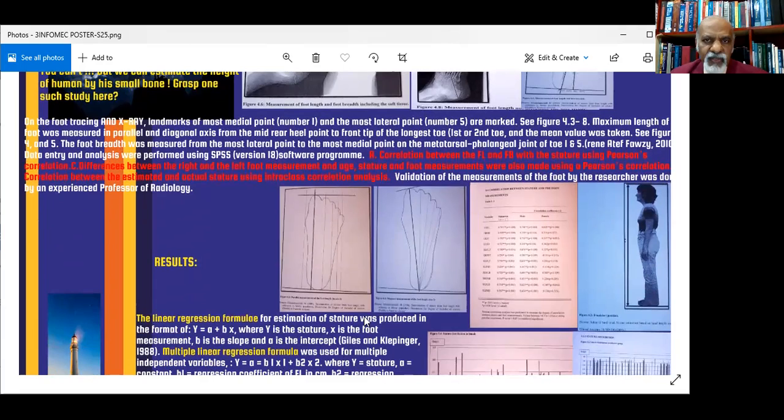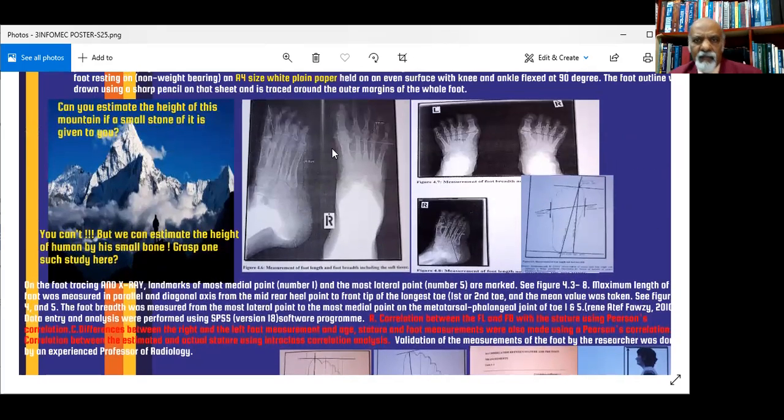What we do is we measure the distance between the anterior most end of the longest toe, whether it's the first toe or second, the longest toe we choose, to the posterior most end of the heel. So this will be the foot length. And also we take the foot breadth by taking the medial most end of the bone and the lateral most end of the bone transversely at the level of the first and the fifth metatarsophalangeal joint level. So this will be the foot breadth.